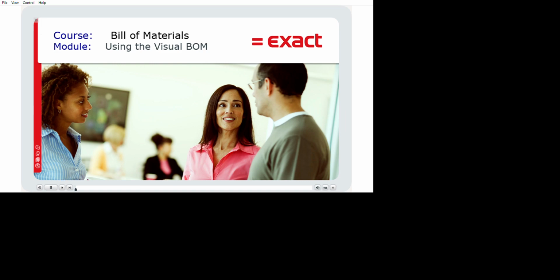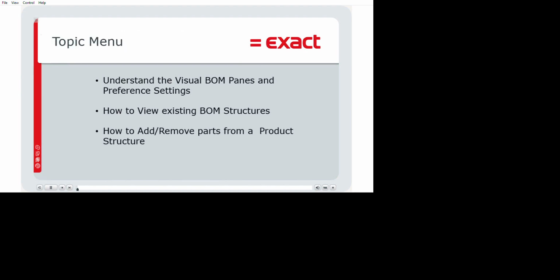Welcome to Exact Training. This lesson is on using the visual BOM in the Bill of Materials module. The visual BOM allows you to enter your product structure by dragging and dropping components from either a Part Master window or from other product structures. Today we will learn how to accomplish this task.